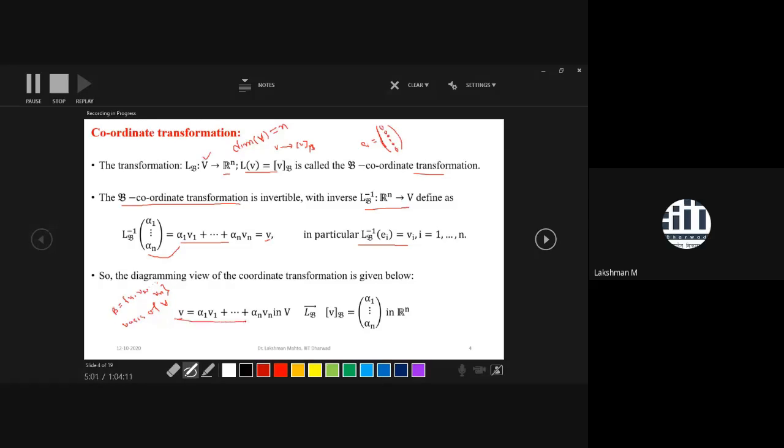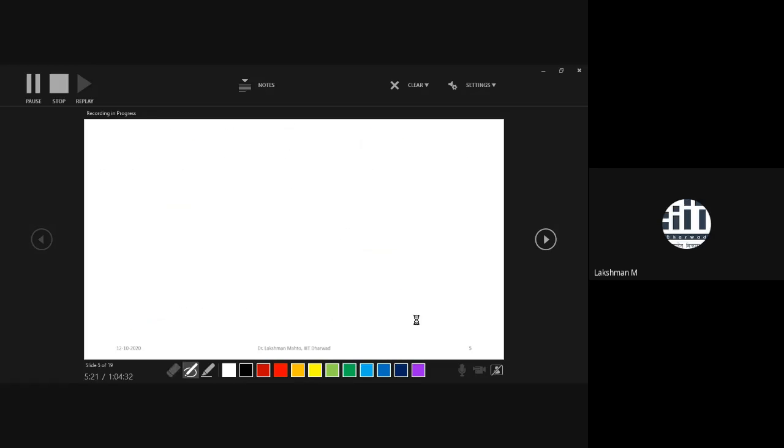The coefficients of the v_i form a column vector. That column vector we call the coordinate of v with respect to the corresponding basis. The coordinate vector is an n-dimensional column vector, which is why it is in Rn. So this is the overall view of the coordinate transformation.